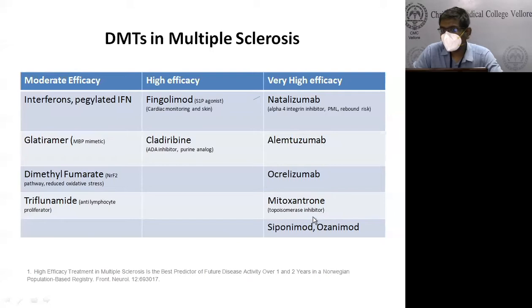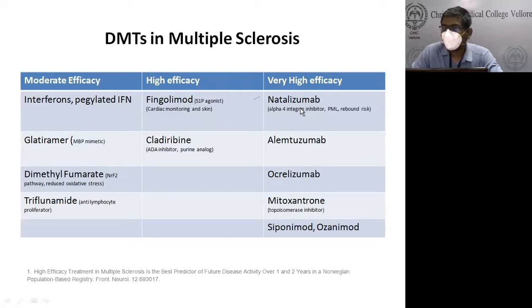And the other newer sphingosine 1 phosphate agonists like siponimod and ozanimod. Whenever you use drugs like fingolimod or siponimod, you do intensive cardiac monitoring for these patients, because they're at a high risk of cardiac conduction blocks, mainly AV blocks. So it has to be done inpatient only.